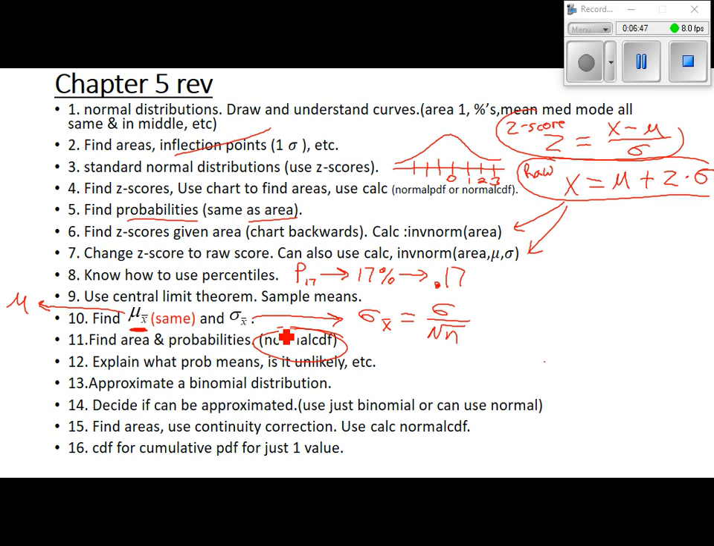You've got to be able to explain. Guarantee there's problems on here that say explain, and you can't just say, because this is 5 or something. That doesn't work. You've got to explain it. Remember, if something is more than 2 standard deviations out, then it's unlikely. If it's 3 standard deviations out, then it's very unlikely or very unusual.